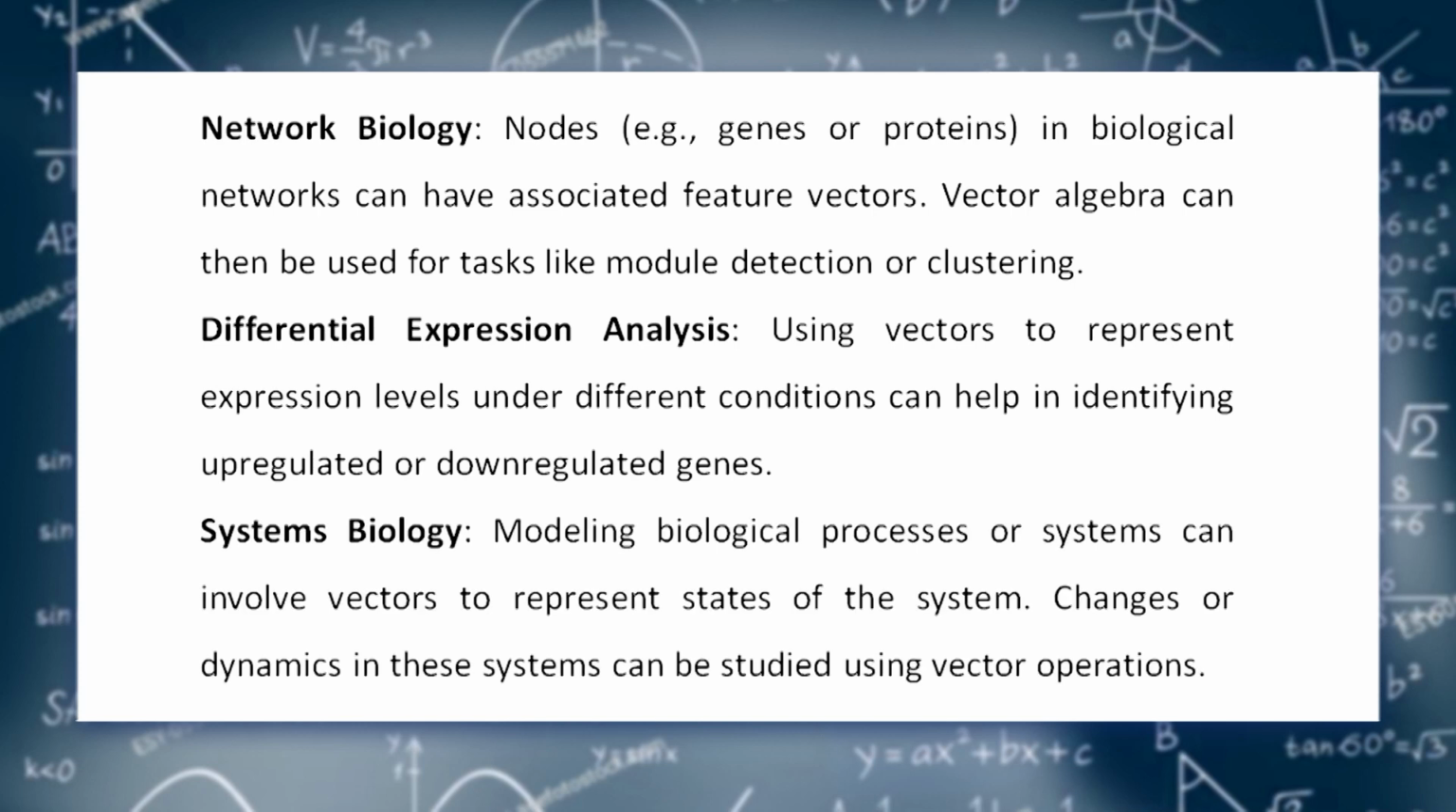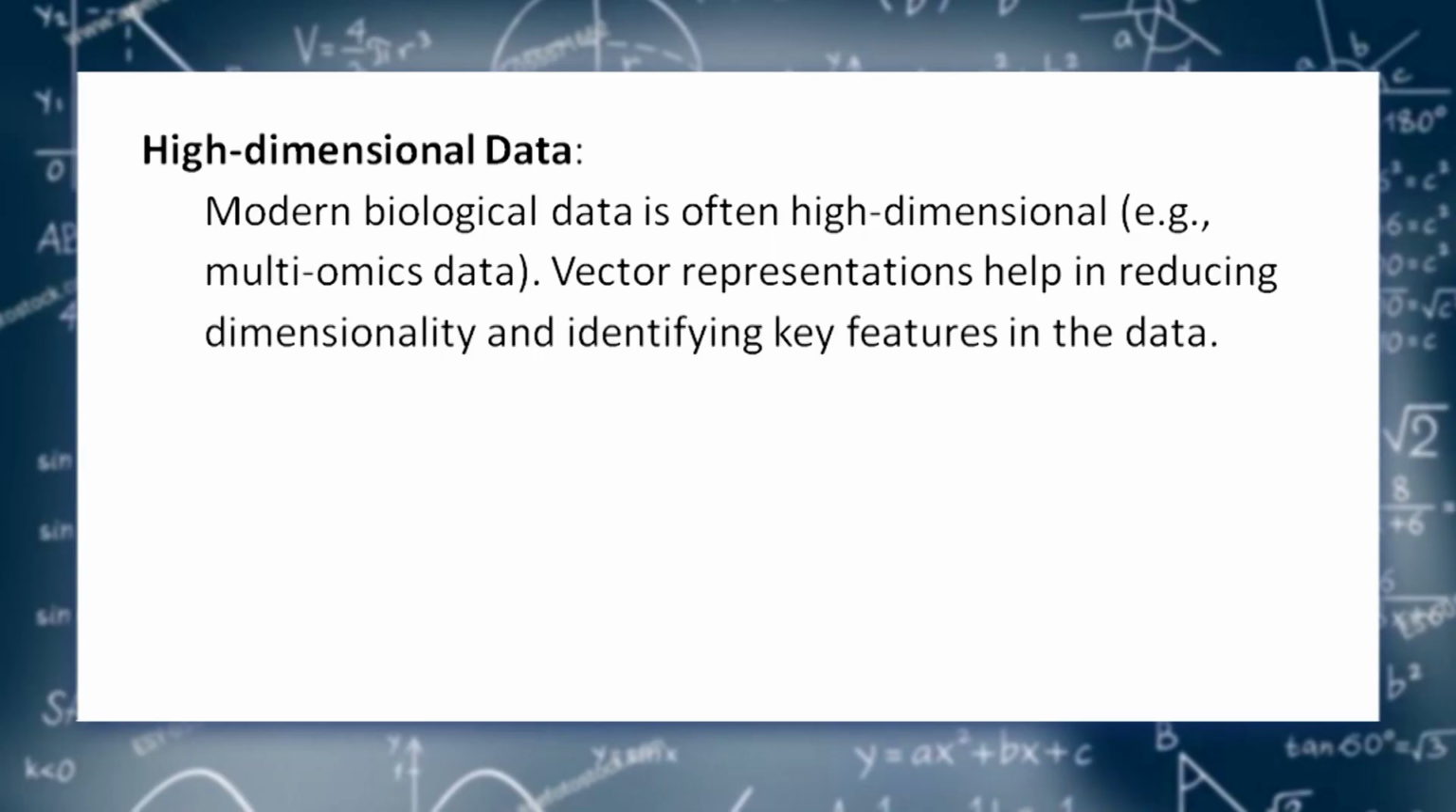Systems biology: modeling a biological process or system can involve vectors to represent states of the system. Changes or dynamics in these systems can be studied using vector operations. High dimensional data: modern biological data is often high dimensional, for example, multi-omics data. Vector representations help in reducing dimensionality and identifying key features in the data.